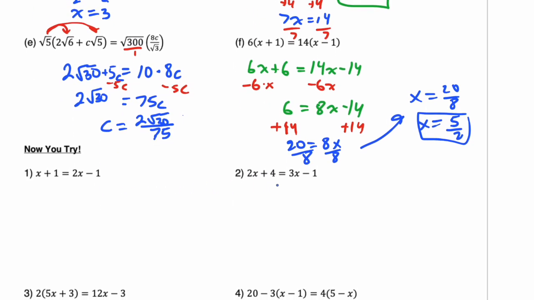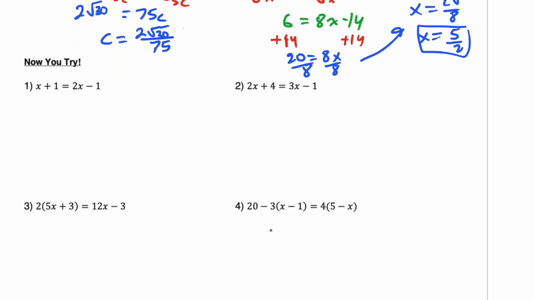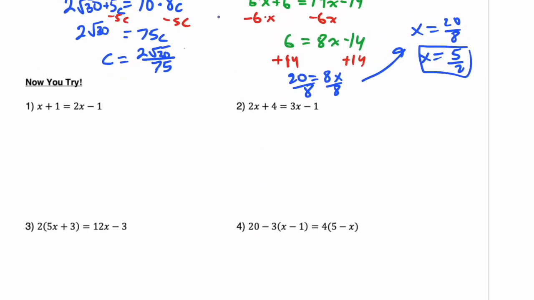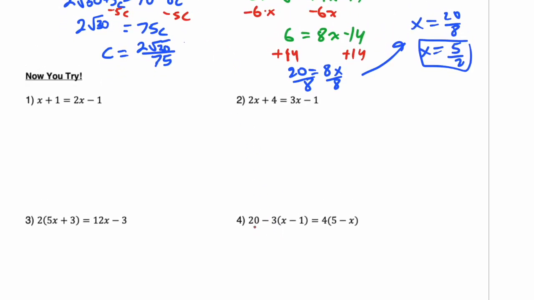Okay, so now the next couple are pretty straightforward. Let me just go over this number 4 here. And we have to be really careful. We cannot do 20 minus 3. We have to do the multiplying first, so this first. And don't forget this is a -3, so be very careful. That's where people go wrong. So this is 20, and this is minus 3x plus 3. And over here we have 20 minus 4x.